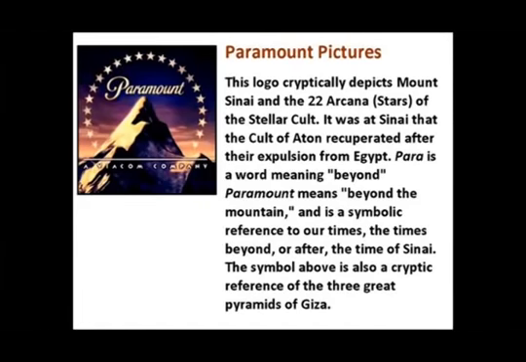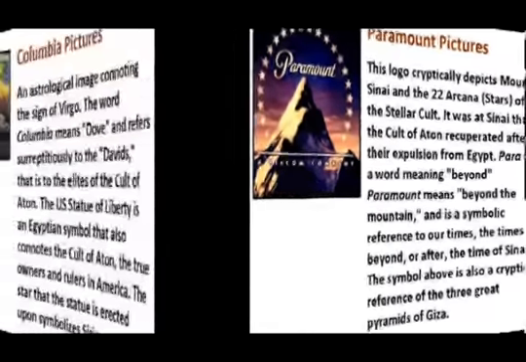The image of Paramount Pictures here is interesting. This logo cryptically depicts Mount Sinai and the 22 arcana, or stars, of the stellar cult. It was at Sinai that the cult of Aton recuperated after their expulsion from Egypt. Para is a word meaning beyond. Paramount simply means beyond the mountain, and is symbolic reference to our times, our historical times, the times beyond or after, the time of Sinai. The symbol above is also a cryptic reference to the three great pyramids of Giza.